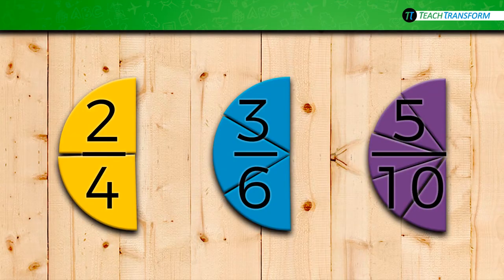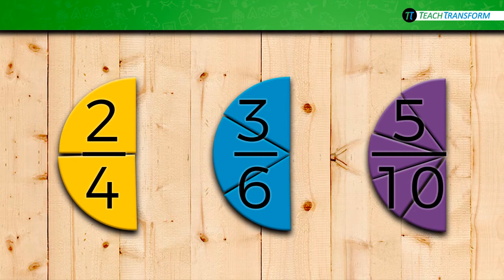Here are the fractions that I made. I made 2/4, 3/6, and 5/10. For the 2/4, I have 2 of the fourths showing. It would take all 4 of the fourths to make the whole circle, so 2 of them makes a half of the circle. And the same thing is true for the 6ths. It takes 6/6 to make a whole circle and 10/10 to make a whole circle.